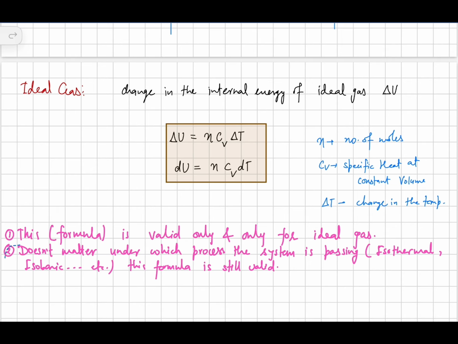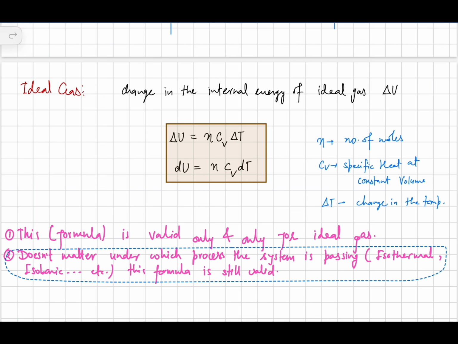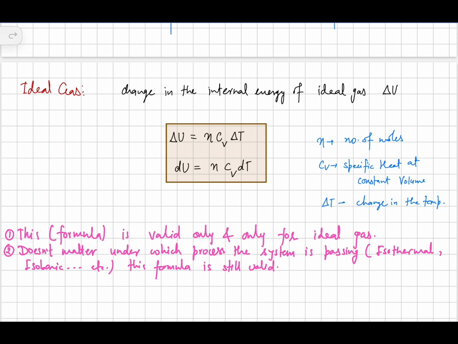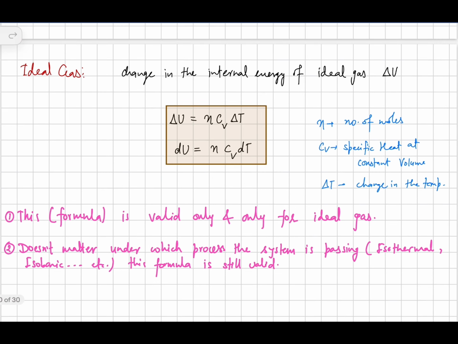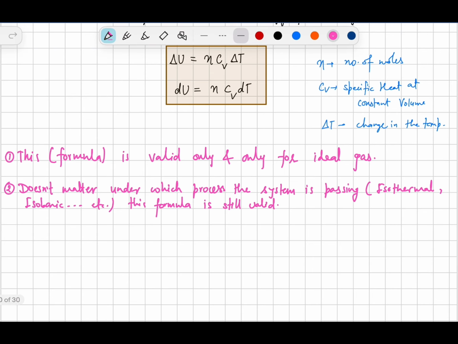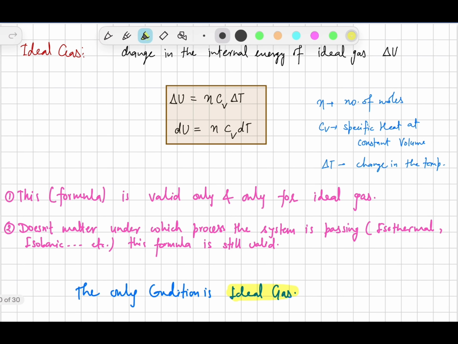So the only condition is that the gas has to be ideal. If the gas is ideal, then you can use this formula blindly. You don't have to think anything else about it. So right here, the only condition is ideal gas. Once it is an ideal gas, you can find out this change in the internal energy of the system.